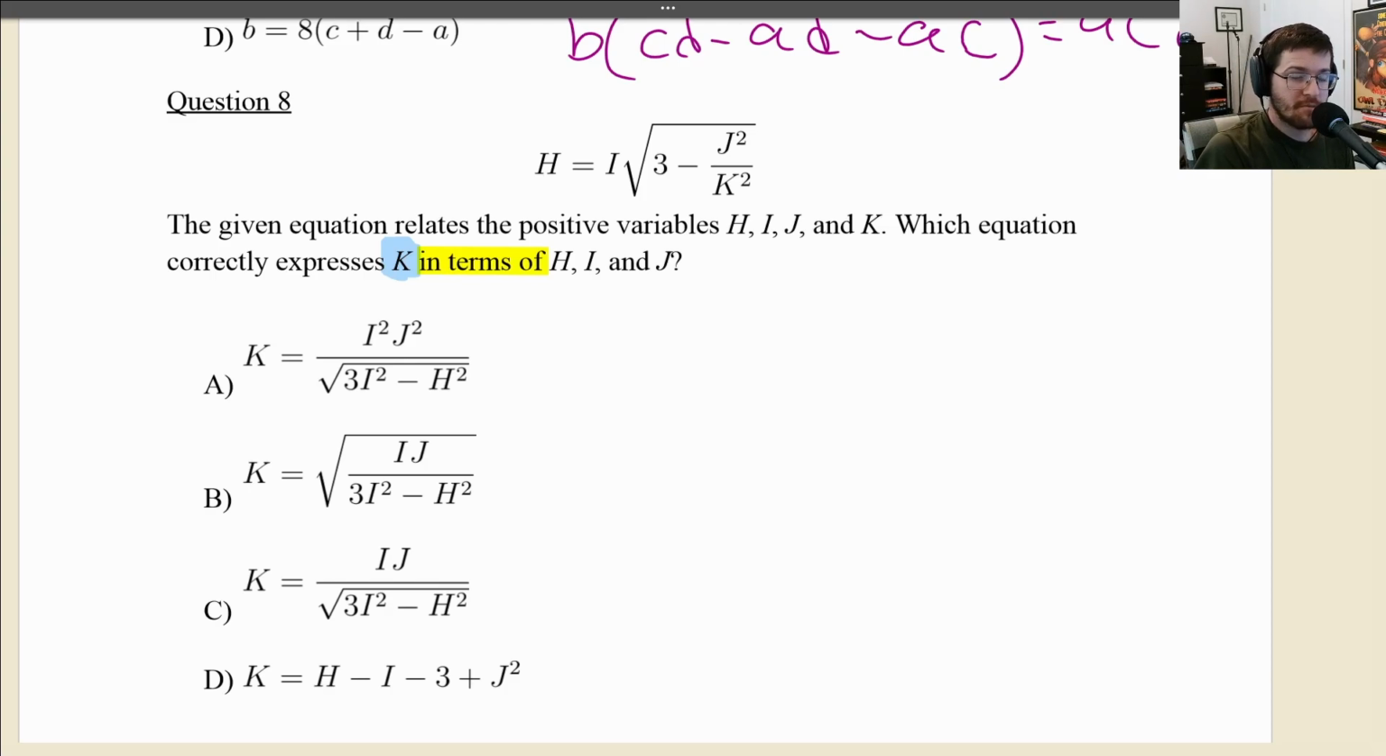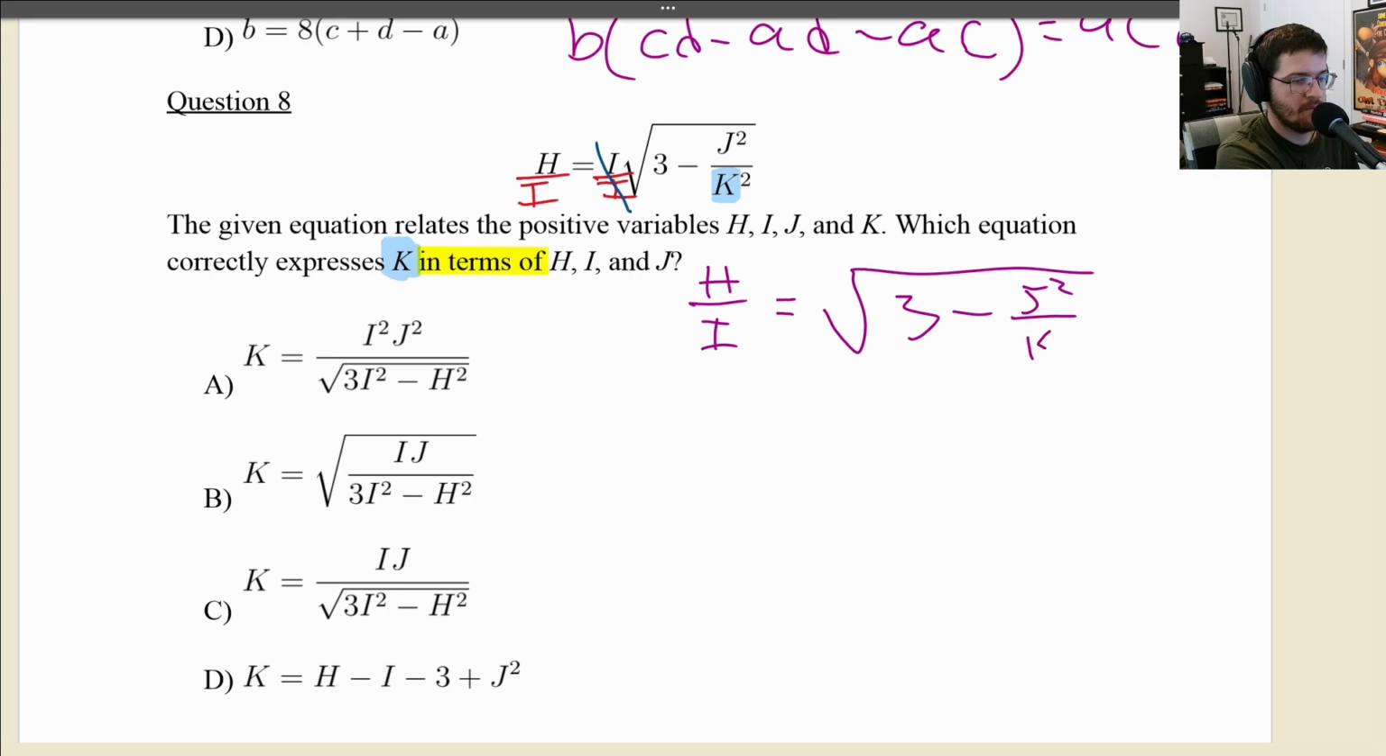This one is probably the hardest one on the entire worksheet. So we want to get k by itself. That's here. This is like a big group. We'll worry about that group later. But first, we have to get whatever's with the group out of there. So we have to get that I out of there. So we're going to divide both sides by I. Opposite of multiplication is division. These guys go away. And we get h over I is equal to the square root of 3 minus j squared over k squared. To get rid of a square root, the opposite operation is squaring. So we're going to square both sides.